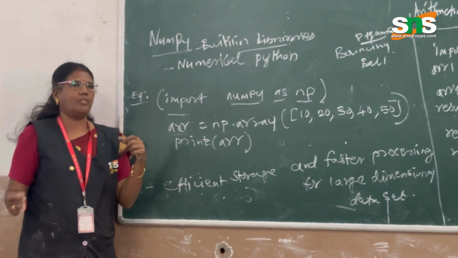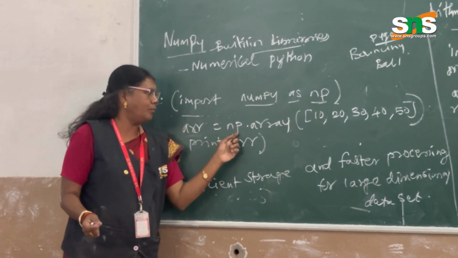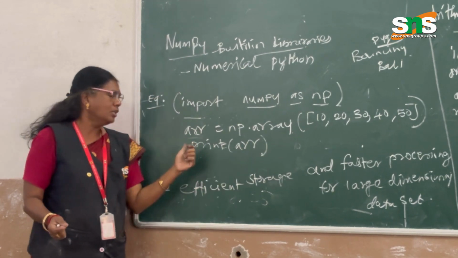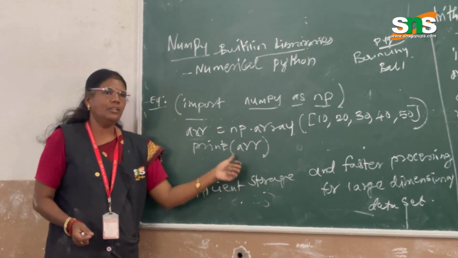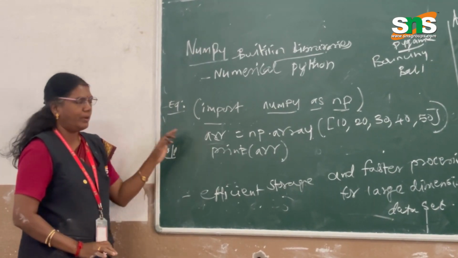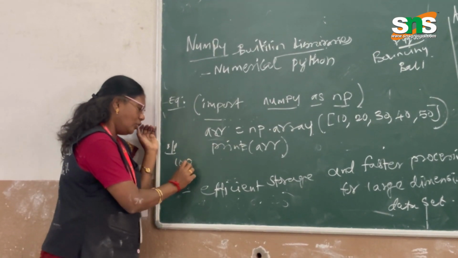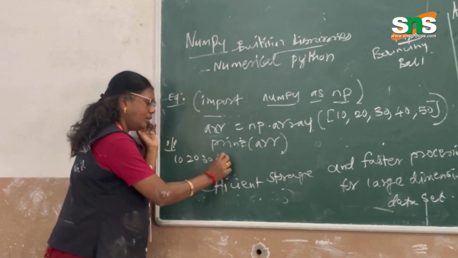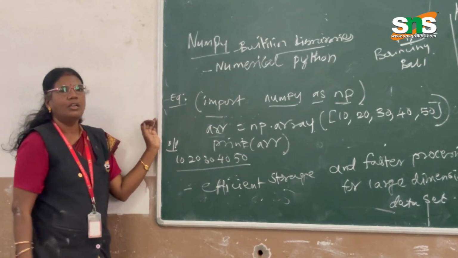We have to invoke the function np.array. np.array of 5 values and then print of array. The output of print array is 10, 20, 30, 40, 50. This is the output of a print array.